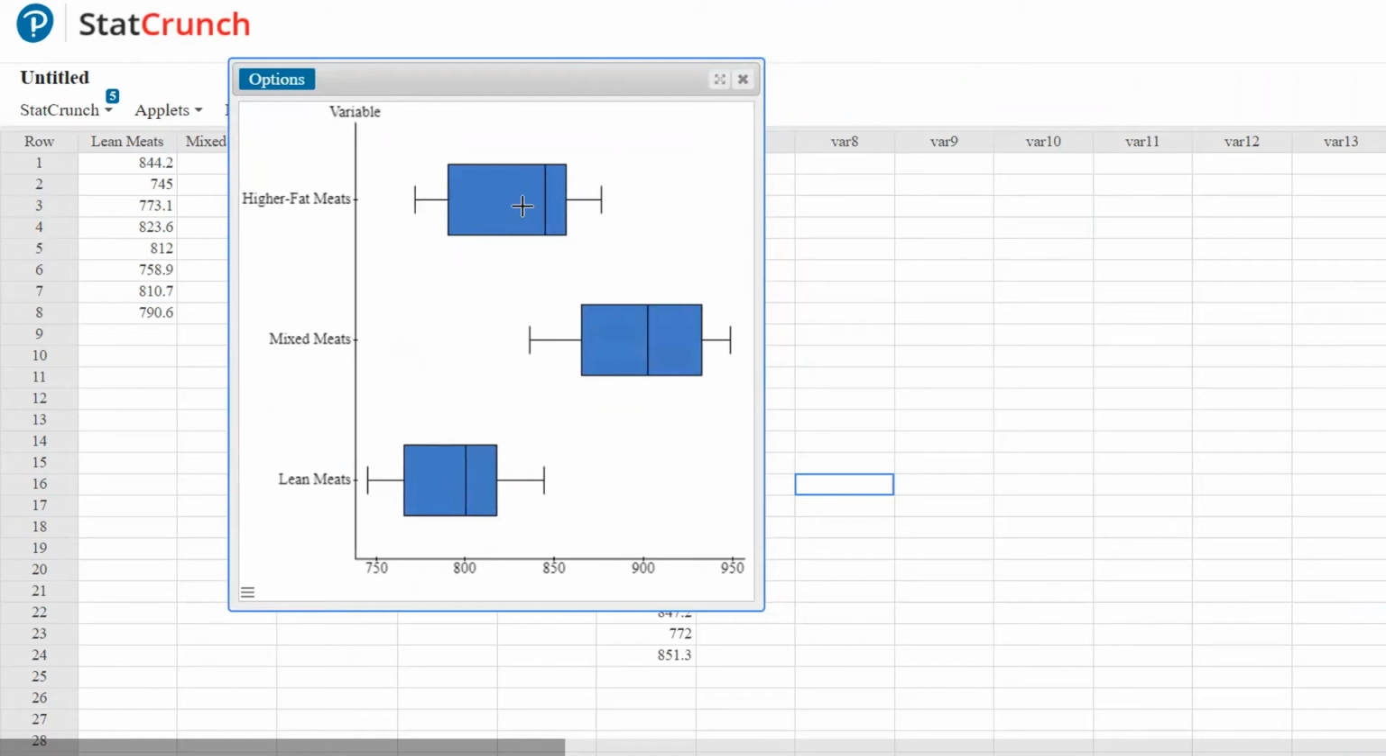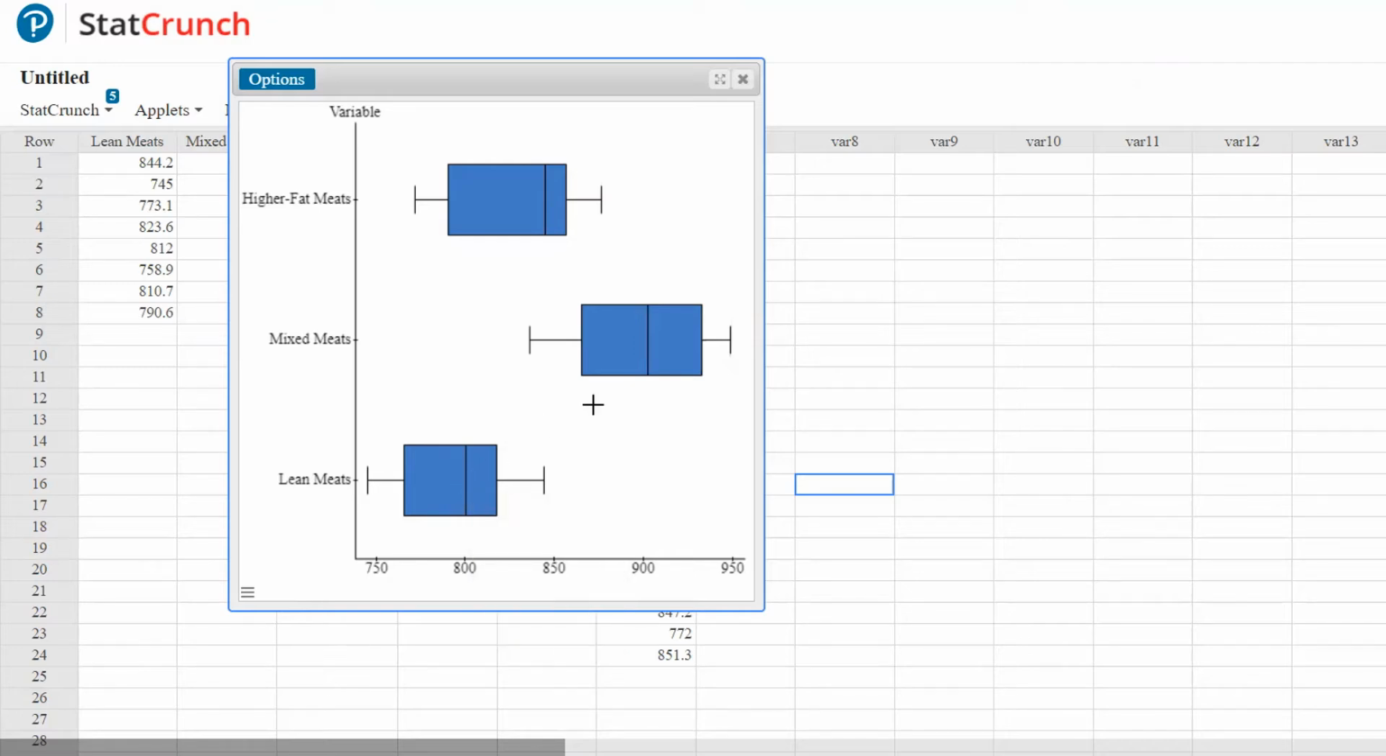So this box plot is representing the higher fat meat data. This is the mixed meats data, and this is the lean meats data. Now, we just concluded that at least one of the means is different from the others. Does this box plot sort of support that? Well, if you look at the box plot, let's start with lean meats, we got a median over here close to 800. And then if you look at the mixed meats, we have a median close to 900, actually above 900. I can actually see what it is. It's 902 versus this one's 800.65.